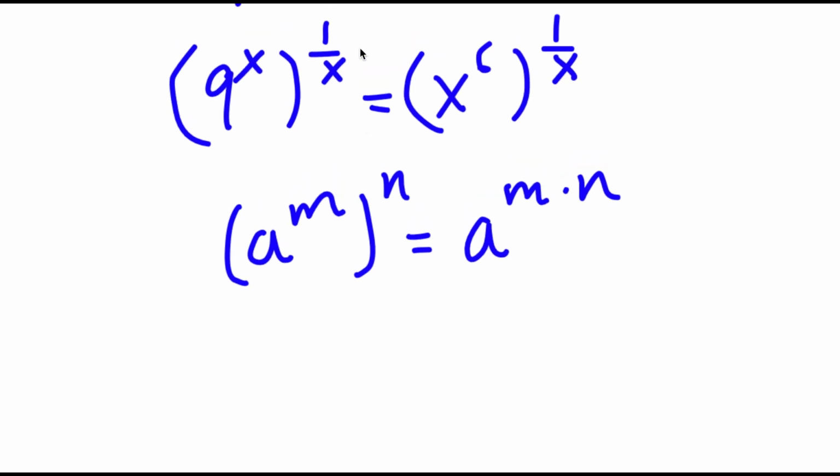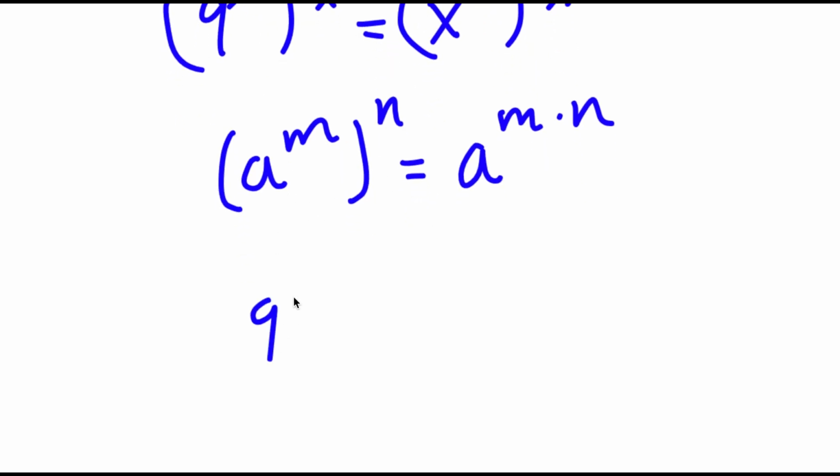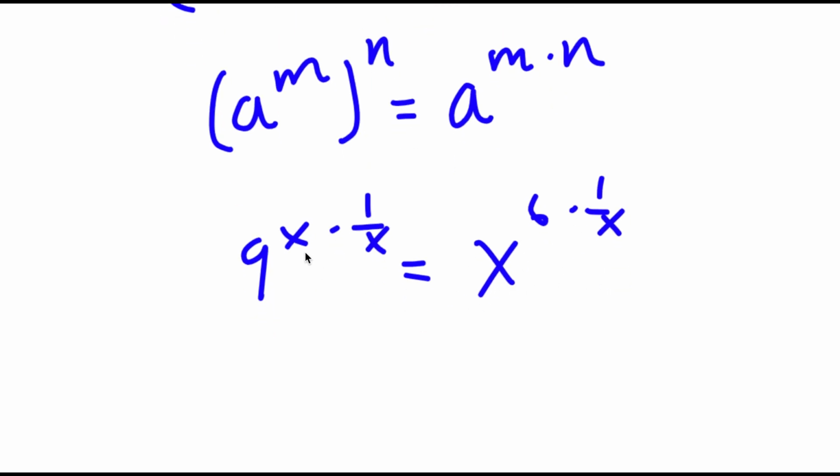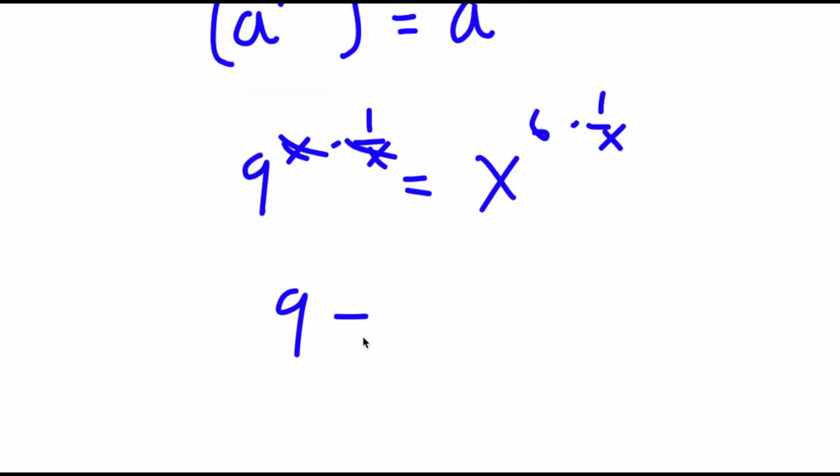So 9 to the power of x to the power of 1 over x, that's going to equal 9 to the power of x times 1 over x. And x to the power of 6 to the power of 1 over x, that's going to equal x to the power of 6 times 1 over x. Now x times 1 over x, these two cancel out, so I'm simply left with 9 is equal to 6 times 1 over x, which is 6 over x.